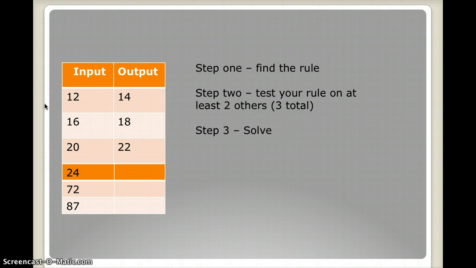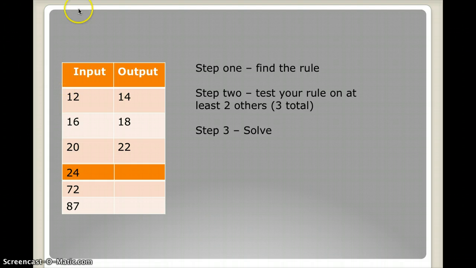So the next step is to test your rule. You want to do this on at least two other numbers that you didn't use to figure it out, so 3 total, just to be sure, because sometimes they can trick you. If you did plus 2 and it's 4, well, times 2 is 4, so it works also. So you want to make sure you test it more than once. Then after that, you're going to solve for whatever's being asked of you to finish the table.